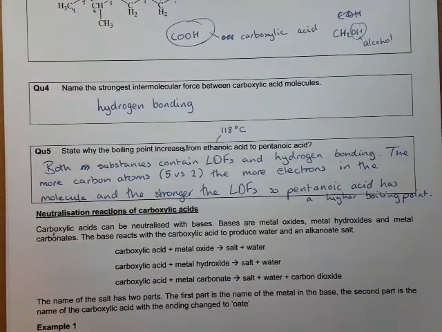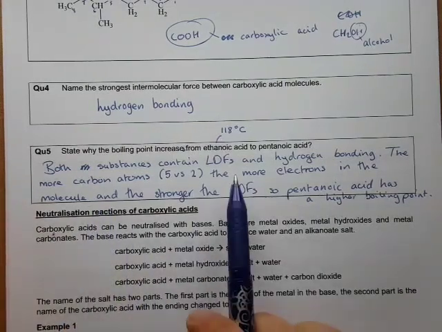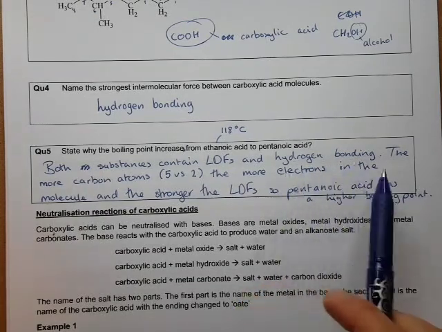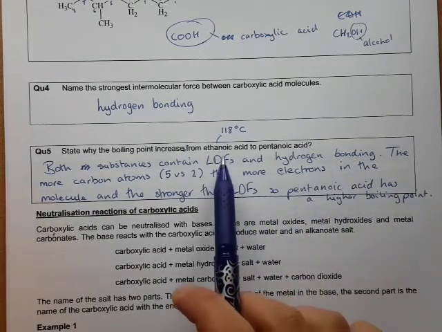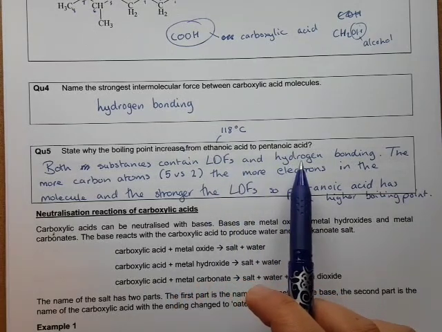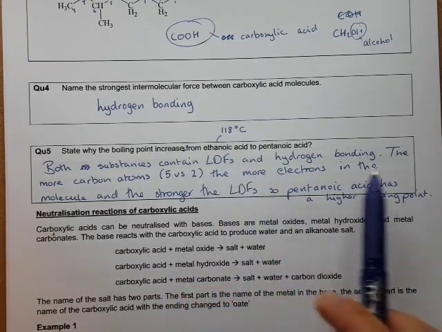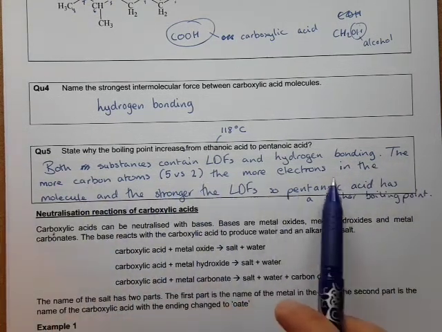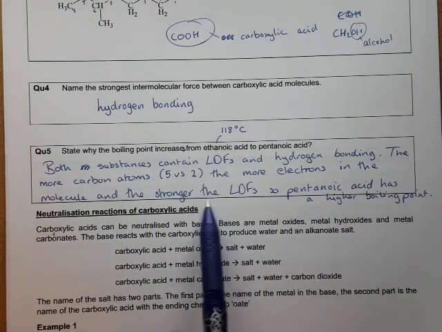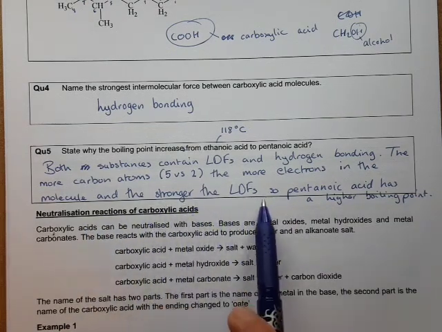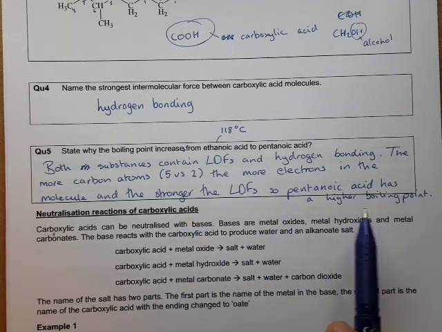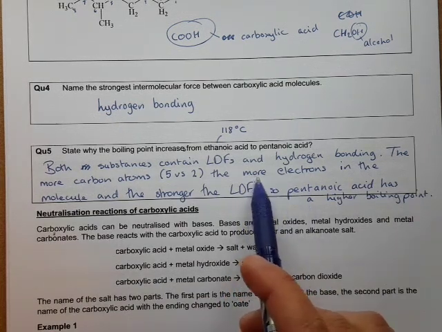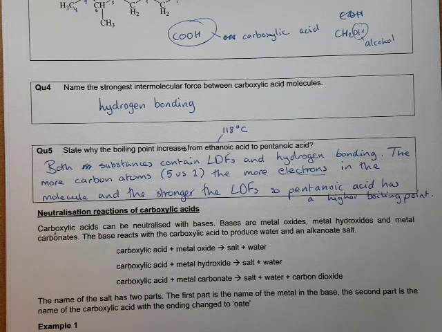So all I've said is that the thing to think about with this is that both substances contain London dispersion forces and hydrogen bonding, but the number of hydrogen bonds that the molecule can form doesn't change going from one to the other, because they both just have the same number of carboxyl groups. So the thing to bear in mind is that the more carbon atoms in the molecules, the more electrons in the molecule, and the stronger the London dispersion forces. You need to say something about stronger, and that's why pentanoic acid has a higher boiling point. And the key thing, when you're talking about London dispersion forces, is to get this explanation in that the more electrons, the stronger the London dispersion forces.